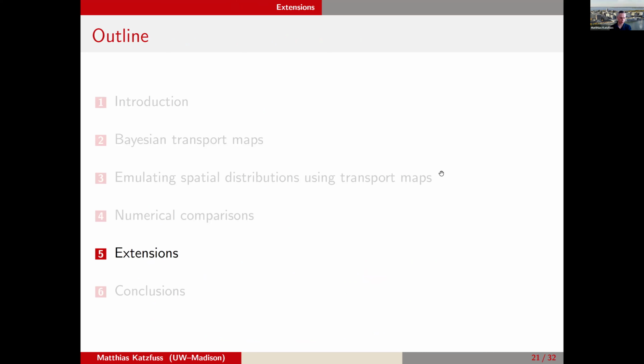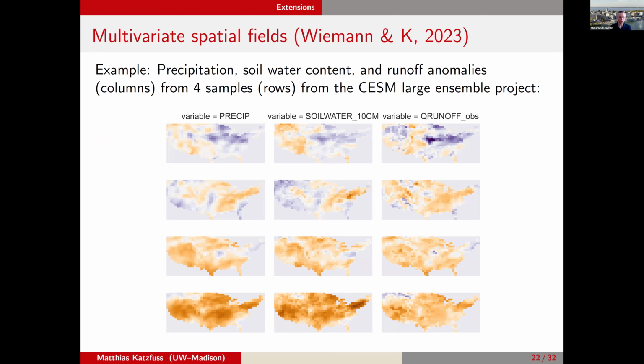Instead, I'm going to talk a little bit about some extensions that we have worked on recently and are still working on of this basic transport map approach that we saw so far. The first thing is actually completed work that's already published, where we're extending this to multivariate spatial fields. So instead of just having a single spatial field, as with those precip anomalies we saw a couple times now, here we're looking at multiple spatial fields, and we're trying to model them jointly.